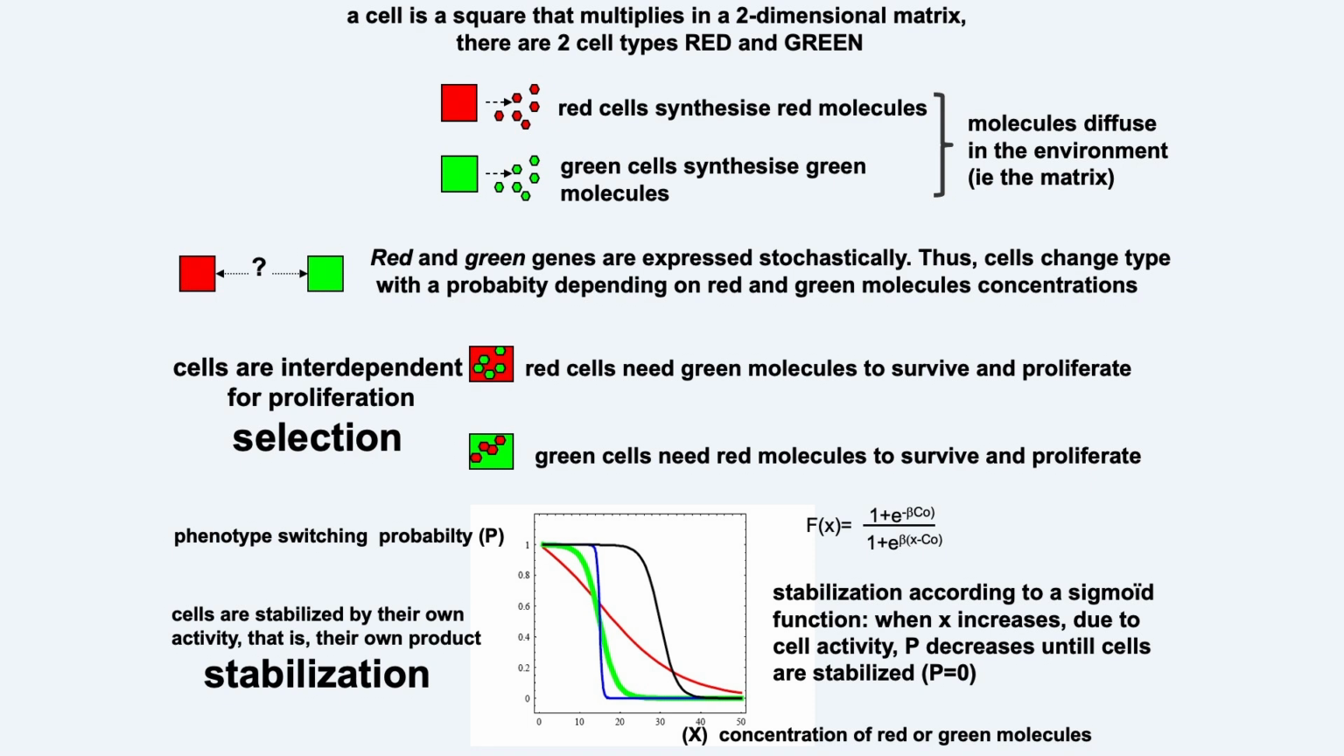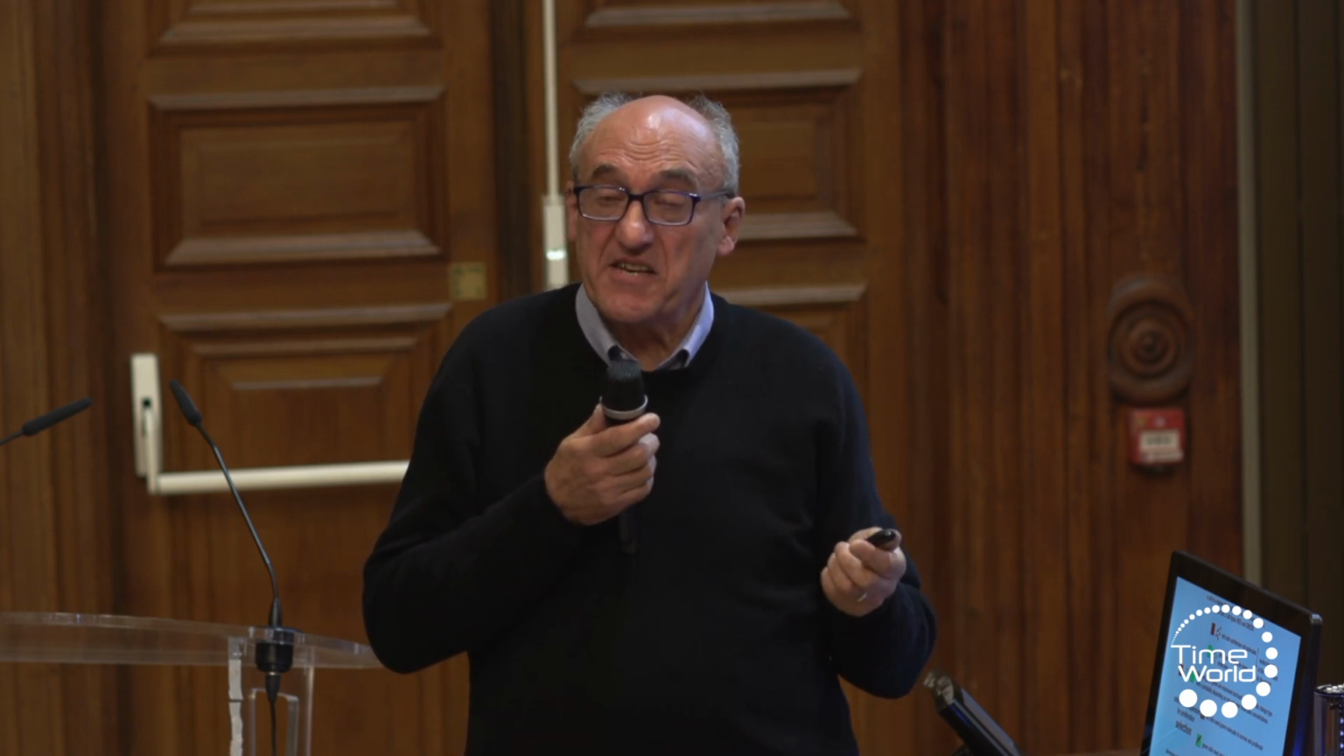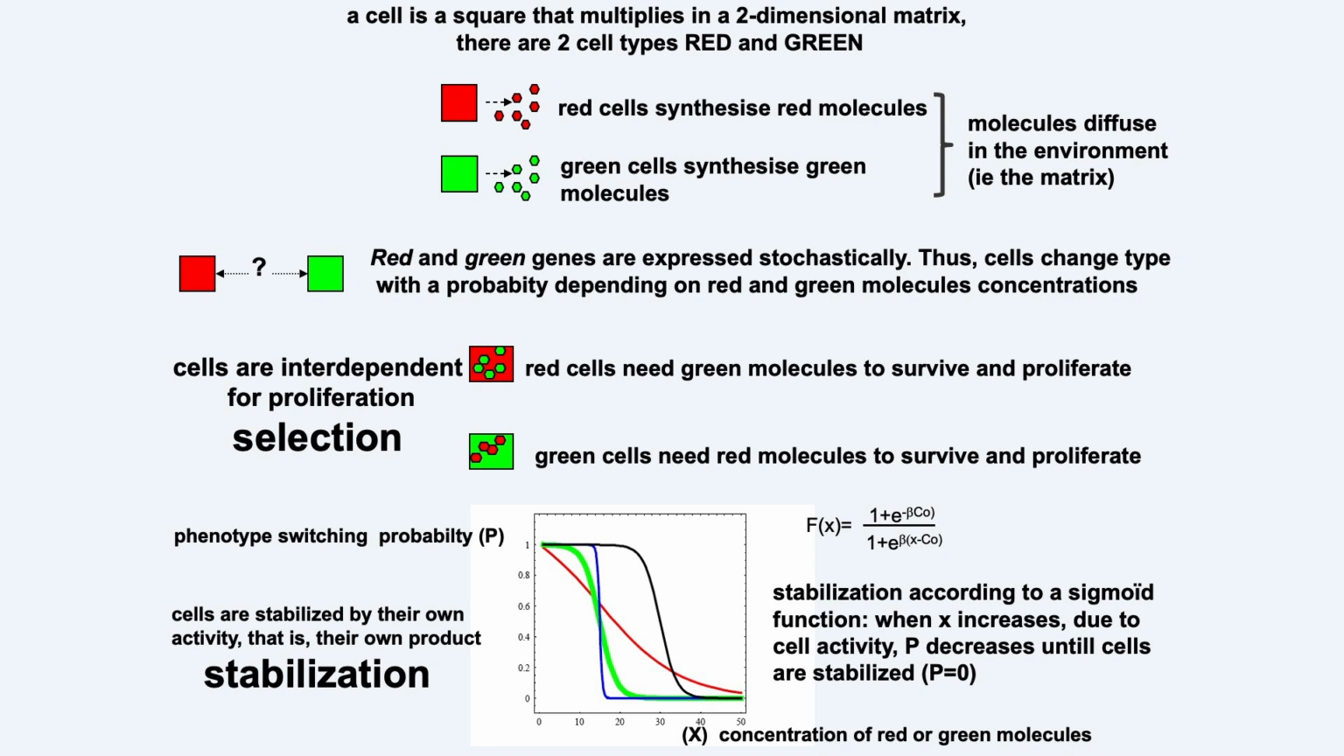Red cells correspond to the activity of a red gene and synthesize red molecules. Similarly, green cells correspond to the activity of a green gene and synthesize green molecules. And these molecules diffuse in the environment of cells, that is, in the matrix in which the simulation takes place. Red and green genes are expressed stochastically, thus cells can switch randomly type. Red cells can become green, green can become red, with a switching probability that depends on the concentration of the red and green molecules they produce, in the concentration of these molecules in the environment. These molecules are equivalent to pleiotropic factors, which are common in biology, that can have multiple effects.